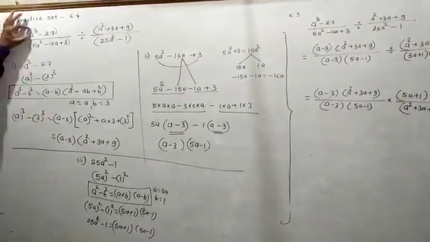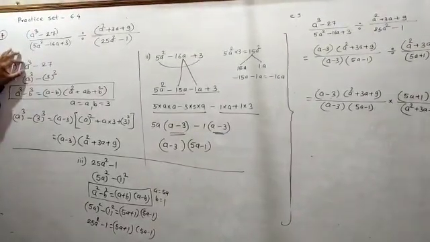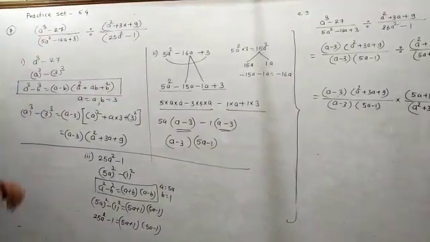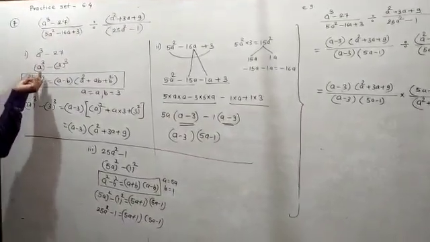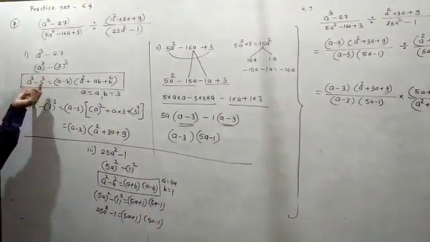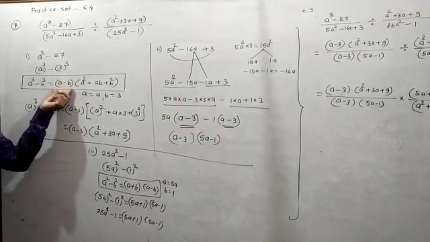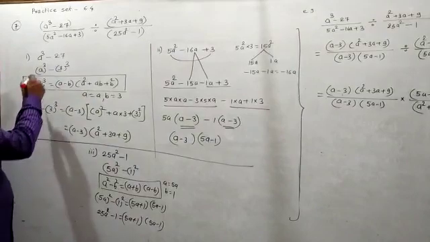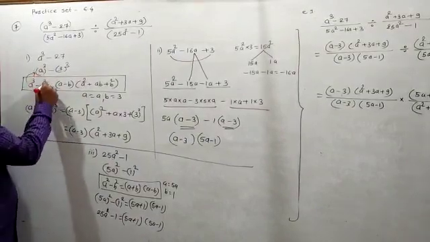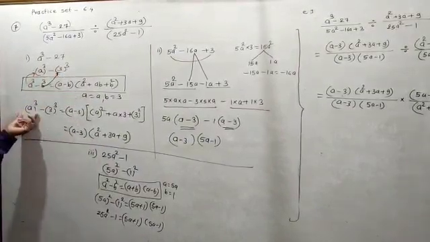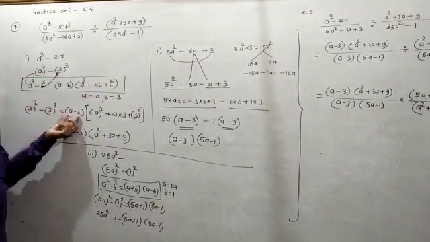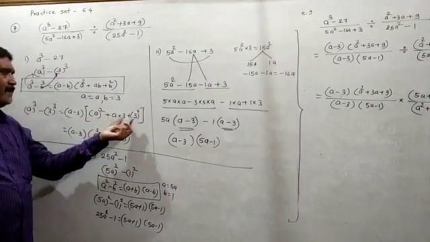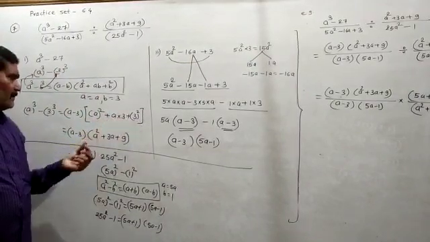I will take the first term, a cube minus 27. A cube is the perfect cube of a, and 27 is the perfect cube of 3. So you have to utilize the identity a cube minus b cube, which is equal to a minus b in one bracket, and in another bracket a square plus ab plus b square. Here a is a, and b is 3. Put the values: a cube minus 3 cube is equal to a minus 3 in one bracket, a square plus a into 3 plus 3 square.